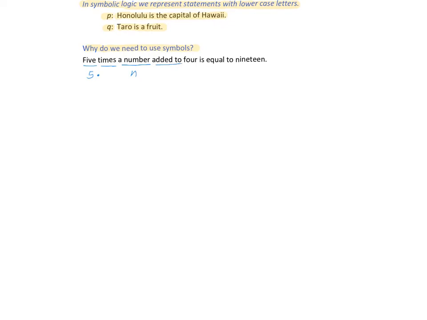Added to would be a plus. 4 is equal to would be the equal sign, and then 19. So once I've translated from words to symbols, then I can go ahead and solve this. So I have 5n plus 4 is equal to 19.